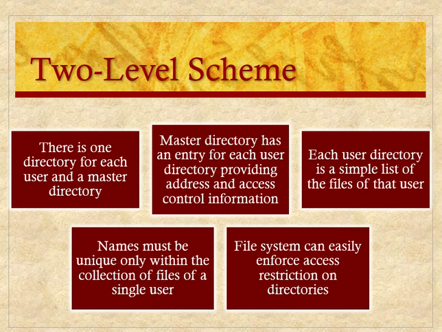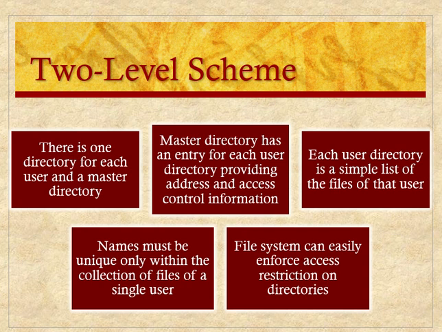Two-level scheme. This is to solve the problem with a simple list. In this case, there's one directory for each user and a master directory. The master directory has an entry for each user directory, providing address and access control information. Each user directory is a simple list of the files of that user, and the names must be unique only within a collection of files of a single user. And then the file system can easily enforce access restriction on directories.